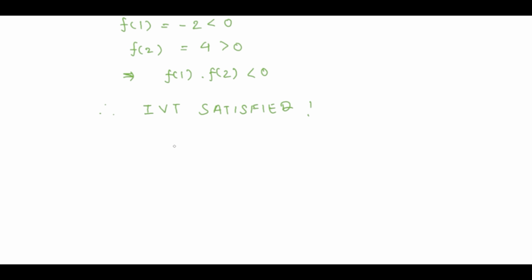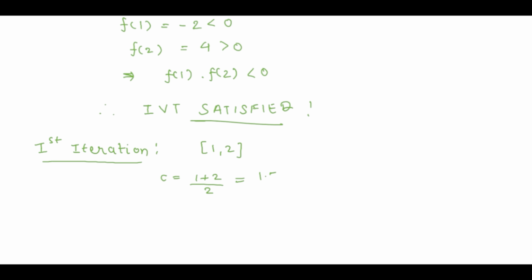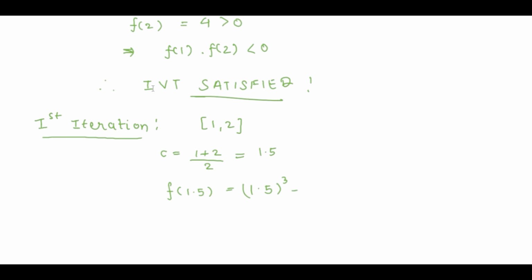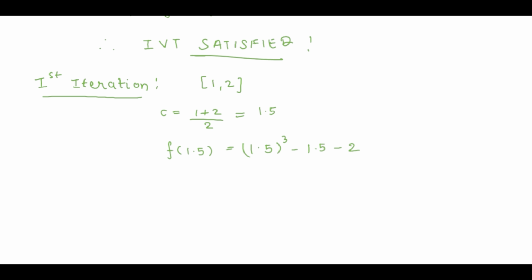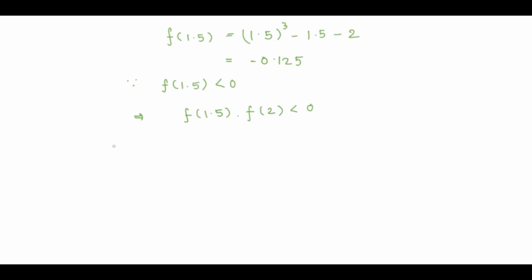Now comes the algorithm part. Firstly, you have the current interval as [1, 2]. Then you need to take the midpoint of it, that is c, which equals (1 + 2) / 2, which gives us 1.5. Evaluating the function value at 1.5 gives you minus 0.125. And since f(1.5) is less than 0 and f(2) is greater than 0, the root lies in [1.5, 2].